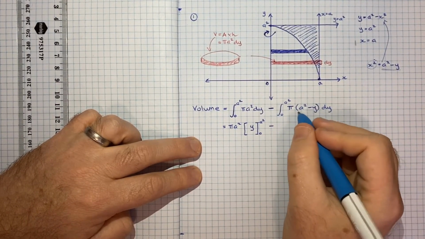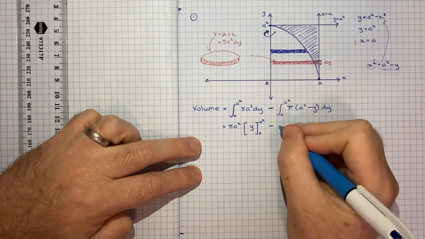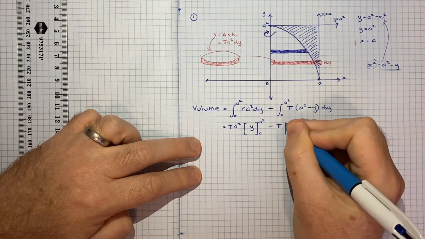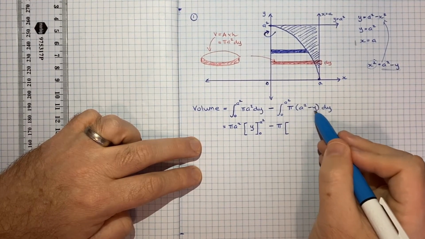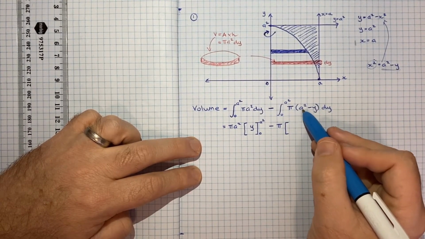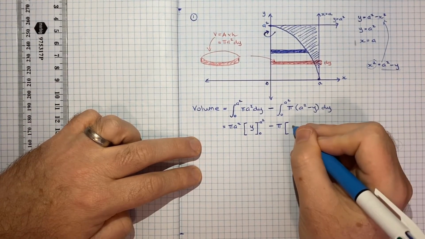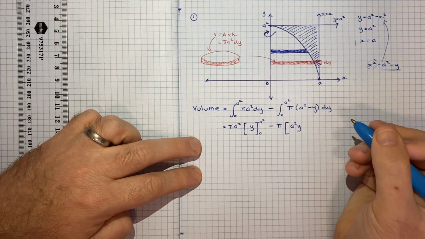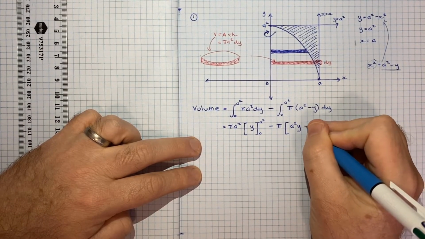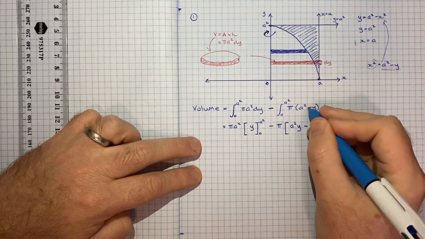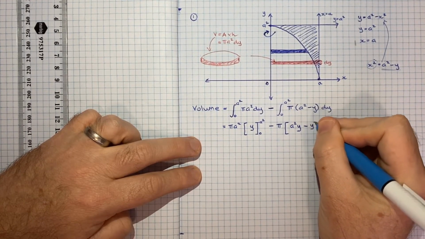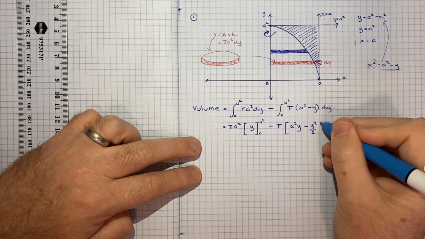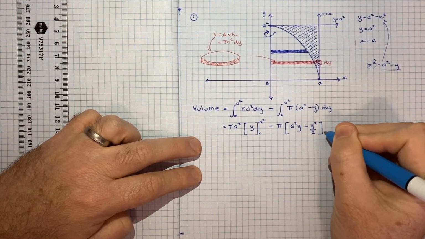For the second integral, we can bring out pi. And what we're left with inside the integrand is a squared minus y. The integral of a squared would be a squared y, remembering a is just a constant. The integral of minus y would be minus y squared on 2. So we just add 1 to the power and divide by the new power. So very, very simple integration here for this first question.